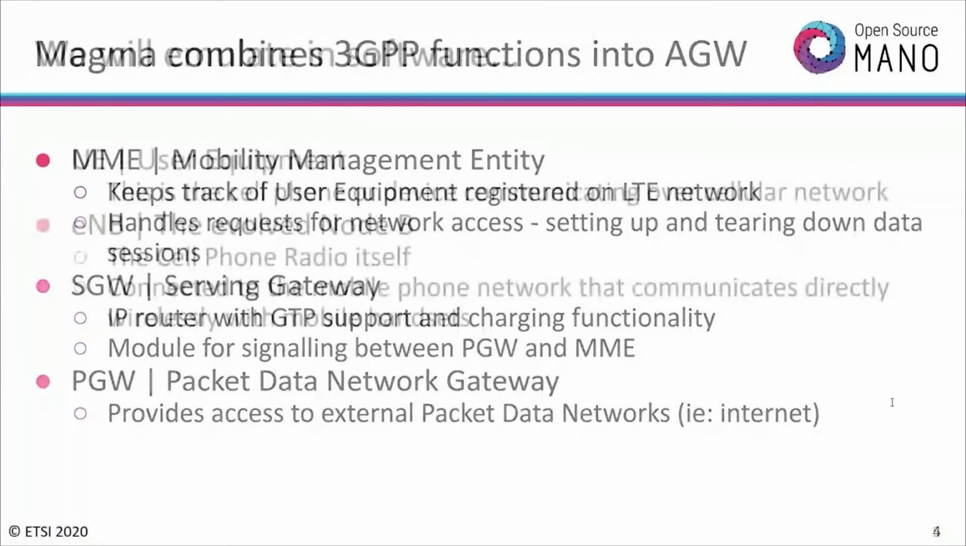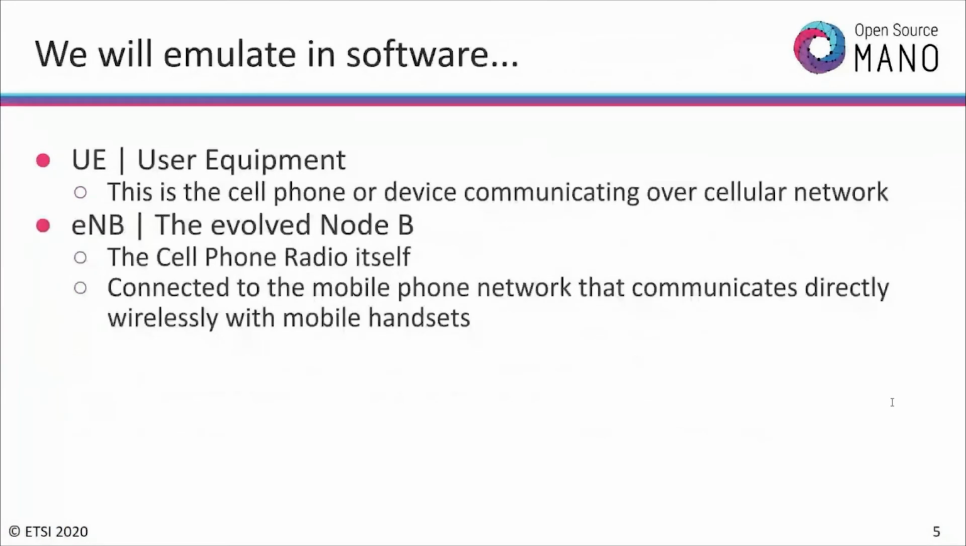Now for a little bit something different. We're not actually going to give you all cell phones, and we're not giving you all radios. We're actually building this up in software. So there is open source software that allows us to emulate the user equipment as well as the eNodeB, or the evolved NodeB, which is the radio.